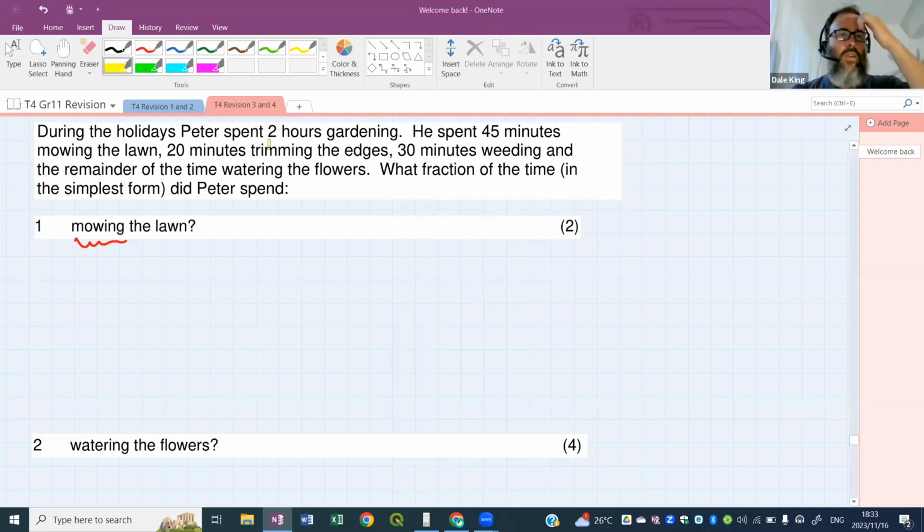Okay. So what fraction of this time did he spend mowing the lawn? So we have 2 hours in total, and mowing the lawn was 45 minutes.